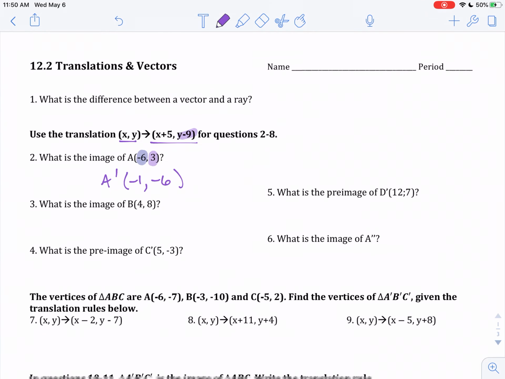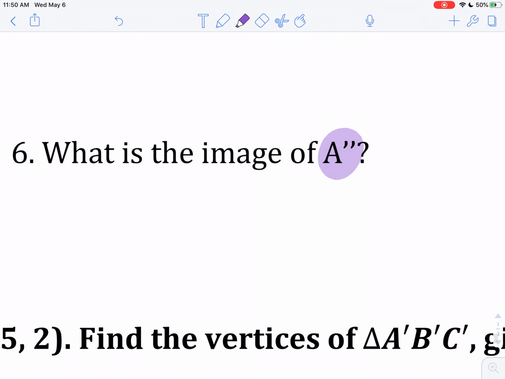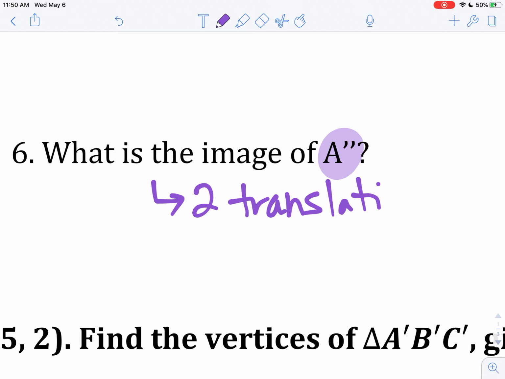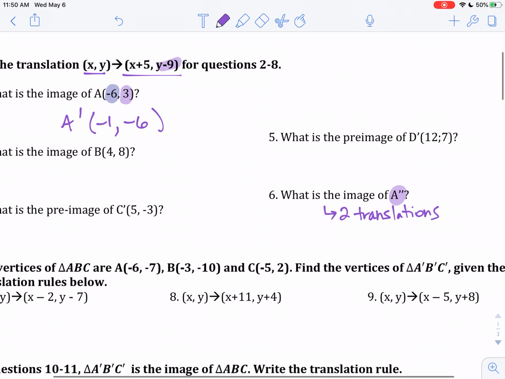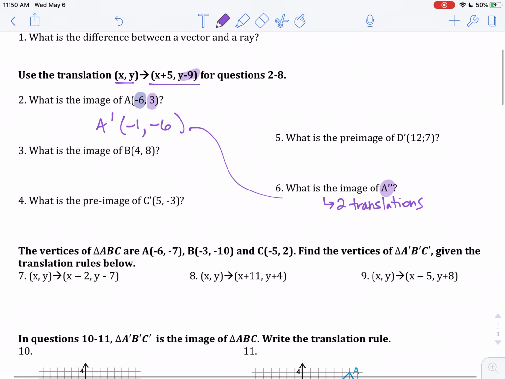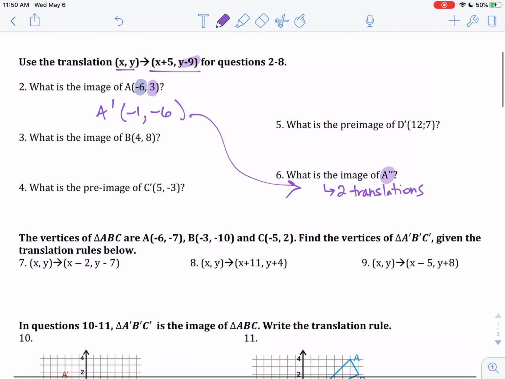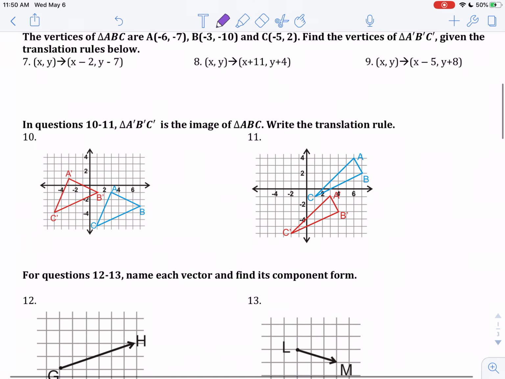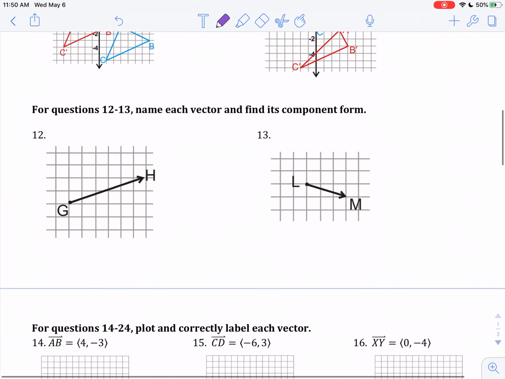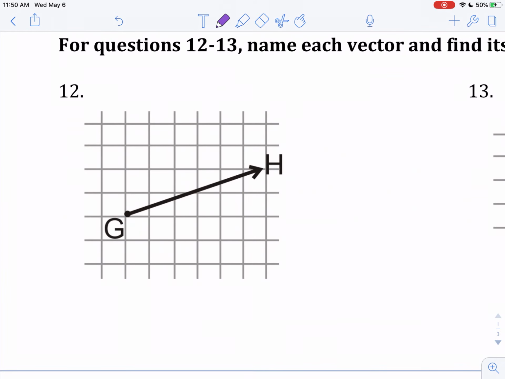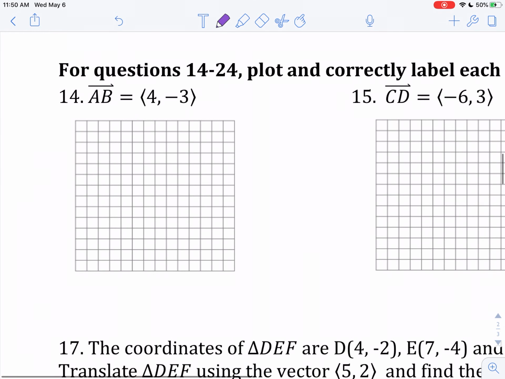I want to point out that when it's talking about the image of A double prime, you are going to do 2 transformations, or 2 translations more specifically. So move through that version twice. And in fact, you already found A prime in question number 2, so apply that transformation one more time to get A double prime. Cruising along, writing your rules, all that good stuff, writing your vector. This is what people usually have trouble with.